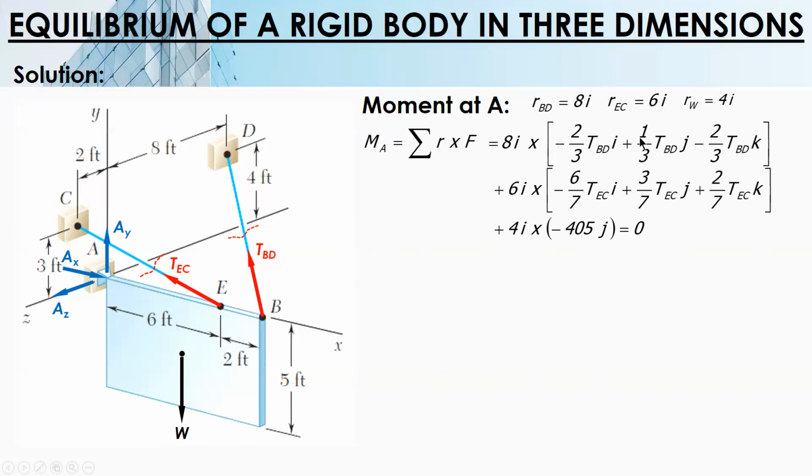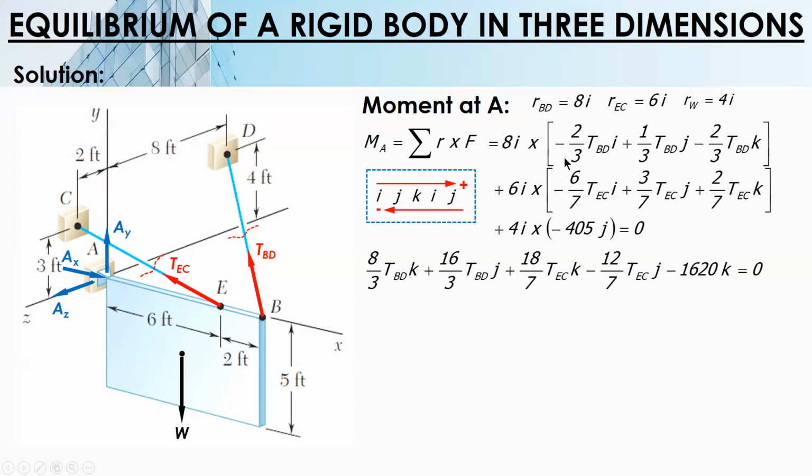Equal to 0, perform the cross product. i cross i is 0, i cross j, i cross k, and everything. Make this your guide: i, j, k, i, j. Moving to the right, positive. Moving to the left, negative. So if it's i cross j, the answer is k. The movement is to the right, so positive. We have 8 times 1/3, which is 8 over 3 TBD, positive k. And the next term, i cross j, the answer is k. Do the same for the other terms and you will get this.